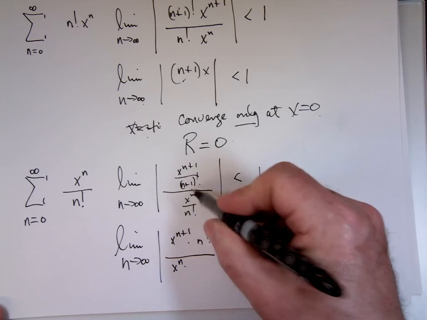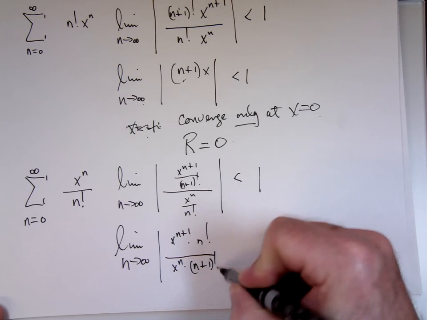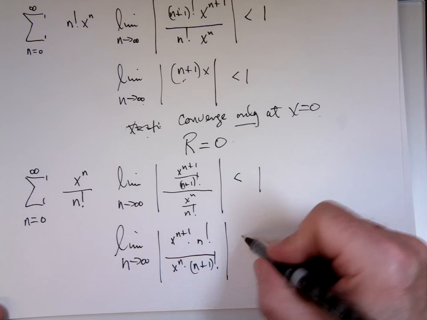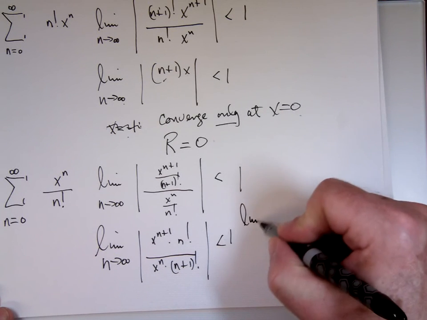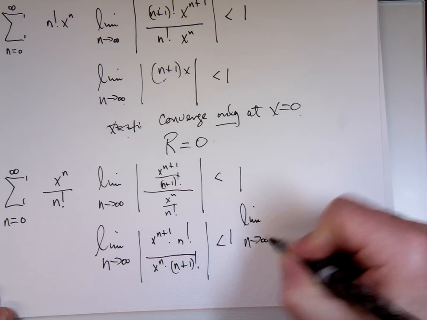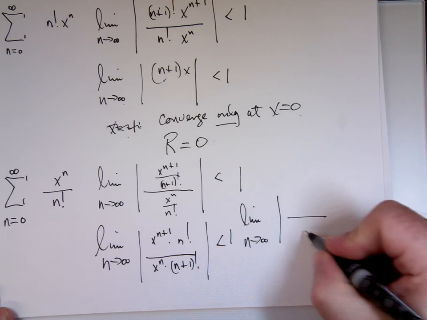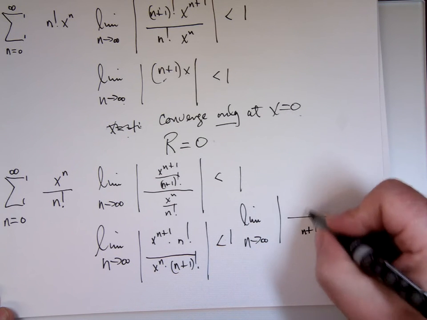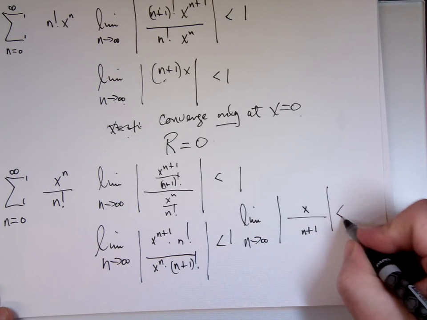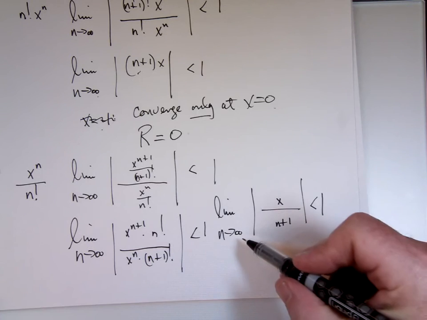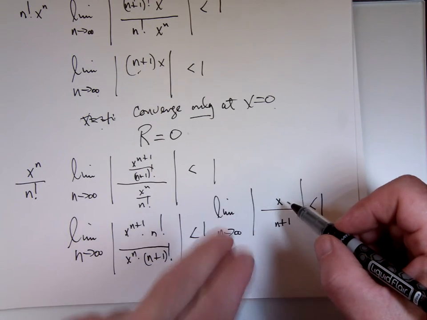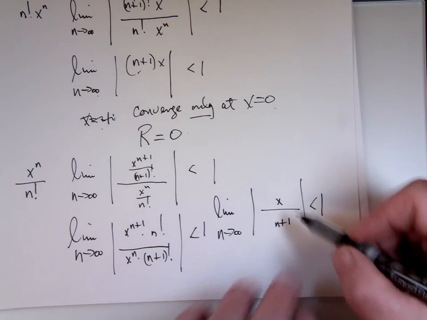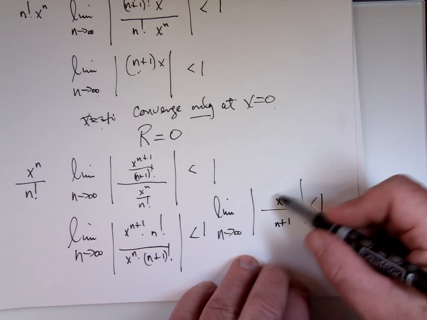All right, what happens when you simplify here? n plus 1 goes to the bottom, x on the top. Now, as n goes to infinity, what happens here? For every real number x, it doesn't matter what x is, as long as n's going to infinity, what's this limit equal to? 0. That's less than 1 for every x.